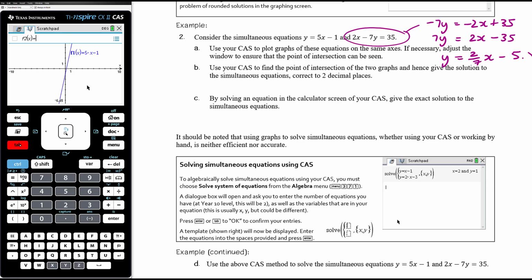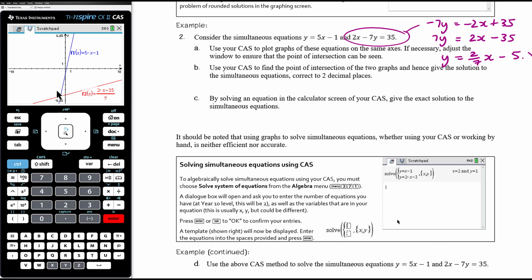So tab to open up my entry line again. You can either type what we've got there, or I can type what the CAS gave me, which was 2x minus 35 all divided by 7. It's the same thing. And we get our other equation. Okay, now it says use your CAS to plot the graphs, which we've just done. If necessary, adjust the window to ensure that the point of intersection can be seen.